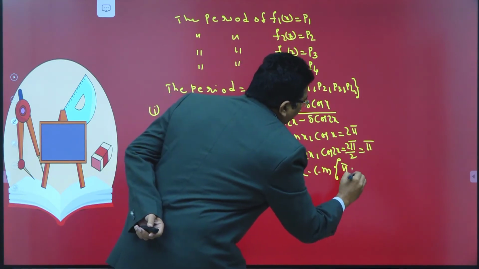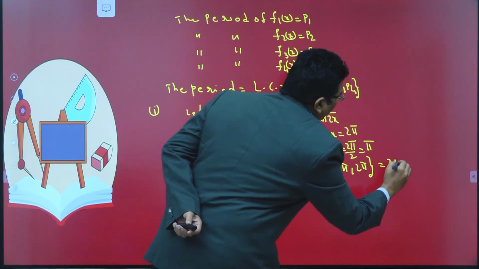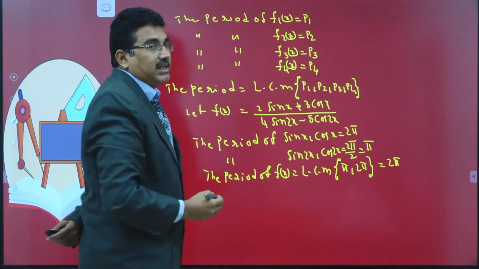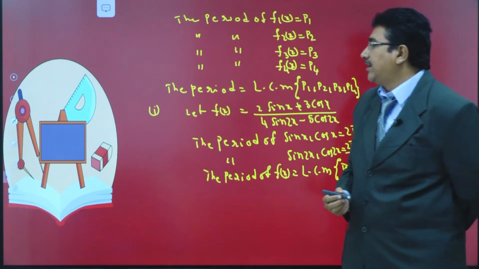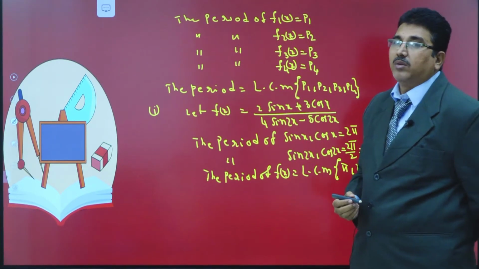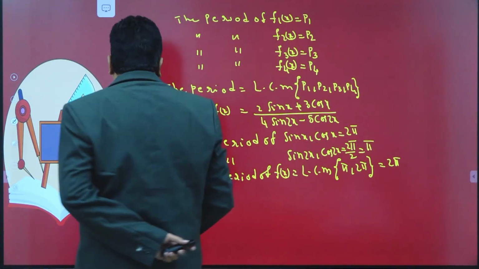LCM of pi comma 2 pi, that is equal to 2 pi. Right, this is the way to find the period of this type of functions. Now go to third method.